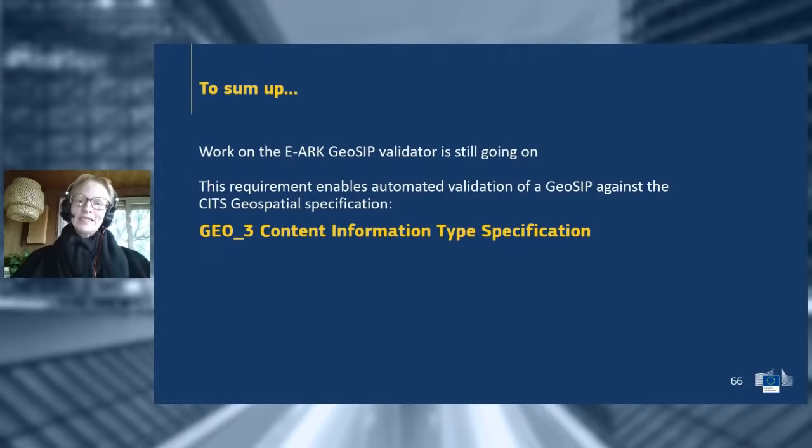So to sum up, work on the eArch GeoSIP validator is still going on. As I showed you, only the requirement about the content information type specification actually enables this automated validation of the GeoSIP, so that's really important to fill out. And if you don't use this SIDS geospatial specification, you can use the other content information type element and put in your own specification from your own vocabulary and validate according to that as well. So you don't have to use this SIDS geospatial specification to be able to use the validation tool.